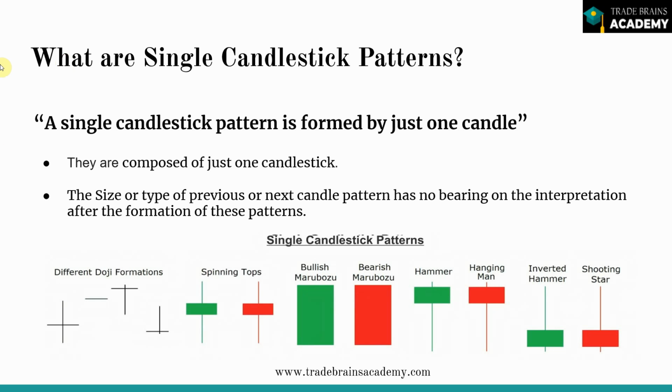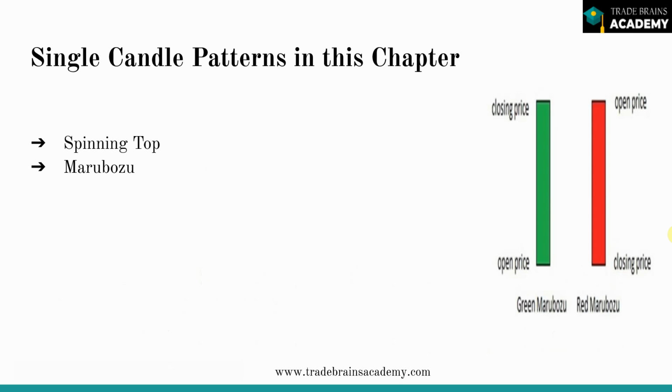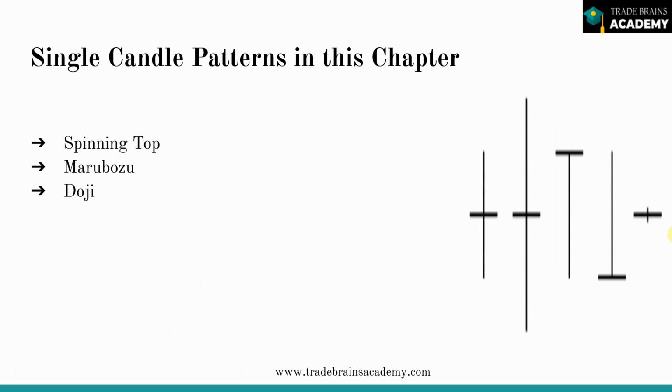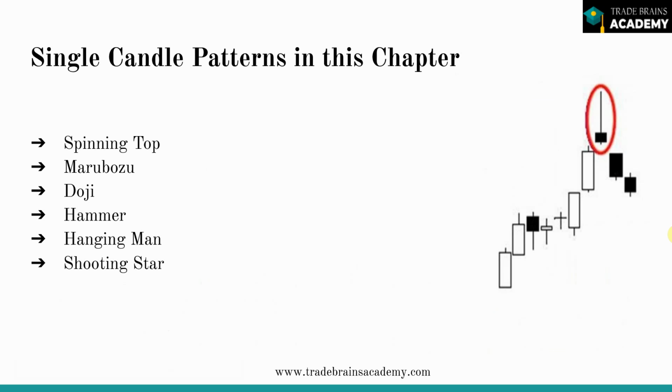If you look at the picture below, you see various types of single candlestick formation like a doji, spinning top, Marubozu, hammer, hanging man, inverted hammer, shooting star. These are the various forms of single candlestick patterns which can be seen on the screen on a day-to-day basis. The single candlestick patterns we'll be covering in this chapter are the spinning top pattern, the Marubozu pattern, the doji pattern, the hammer pattern, the hanging man pattern, and the shooting star pattern. So let us begin our discussion with the spinning top pattern.